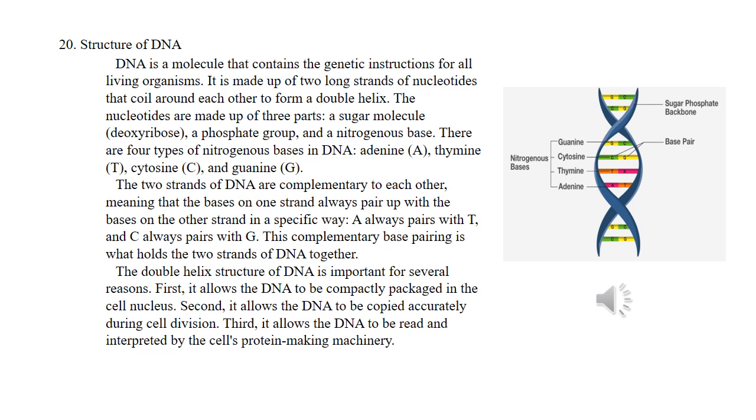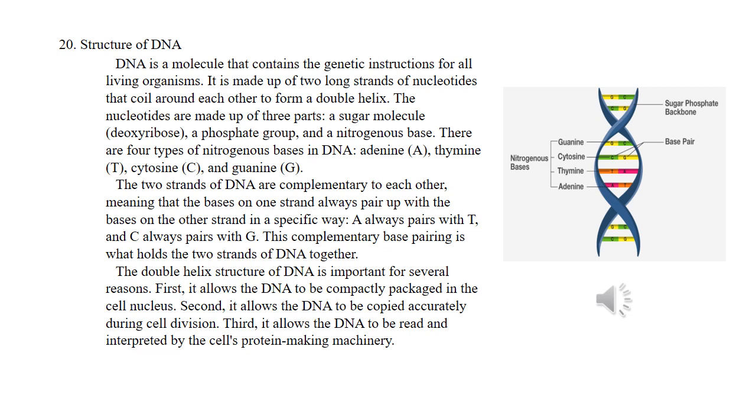The two strands of DNA are complementary to each other, meaning that the bases on one strand always pair up with the bases on the other strand in a specific way. A always pairs with T, and C always pairs with G. This complementary base pairing is what holds the two strands of DNA together.